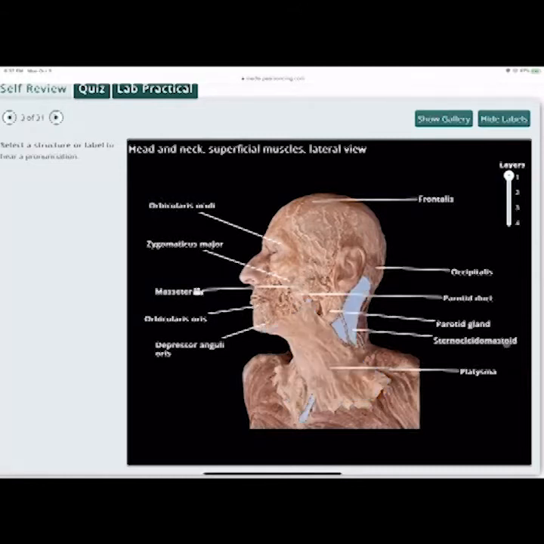Sternocleidomastoid, again, three heads of that muscle. Okay, connects to the mastoid process, connects to the sternum, and connects to the clavicle.